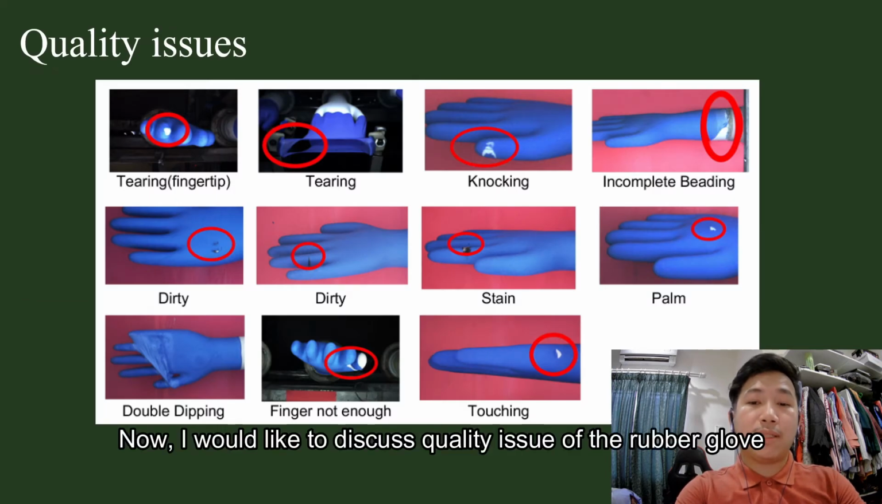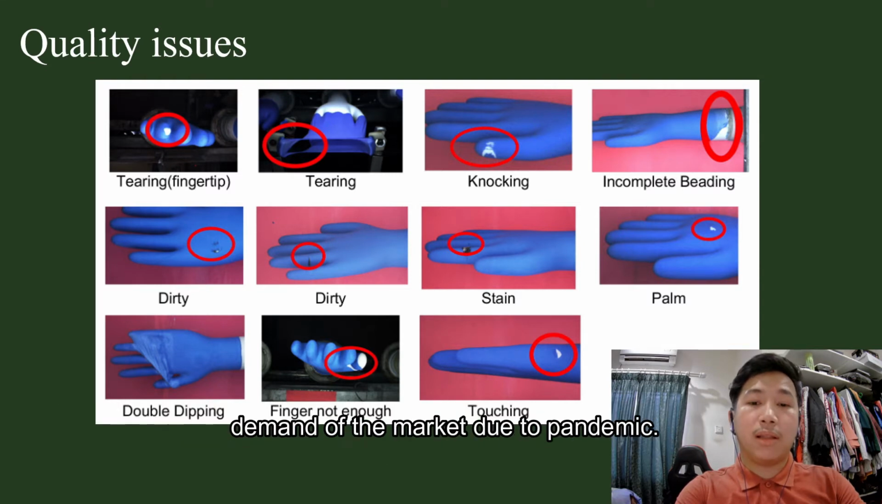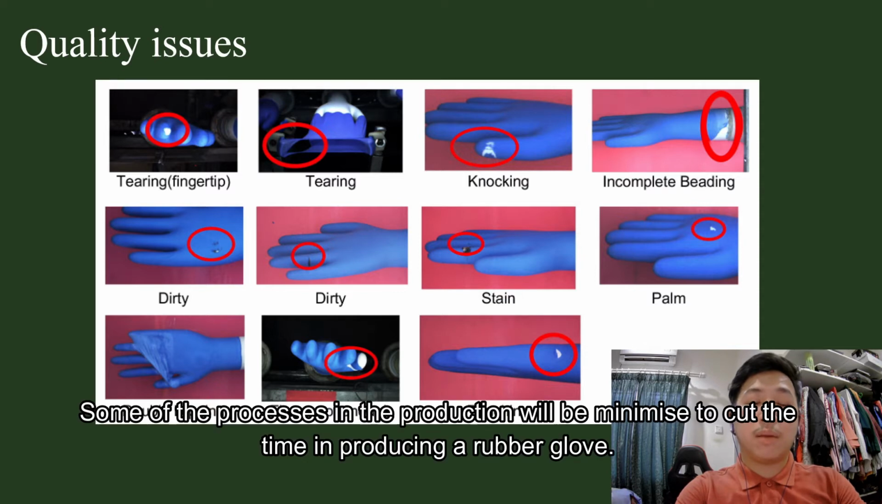So first of all is the quality issue of rubber gloves. This happens because the production line has to ramp up to increase the amount of rubber gloves produced in satisfying the demand of the market due to the pandemic. Some of the processes in the production will be minimized to cut the time in producing a rubber glove.